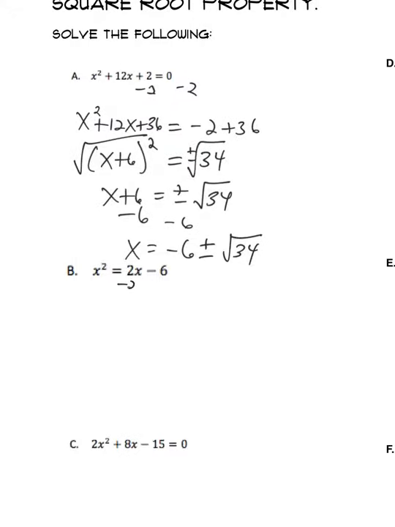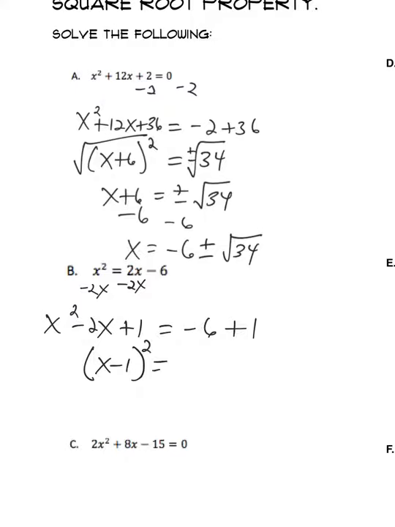All right, I'm going to move my 2x to the left. x squared minus 2x, big space, negative 6. Half of negative 2 is negative 1. Negative 1 squared is positive 1. This allows us to rewrite the left-hand side as the perfect square.